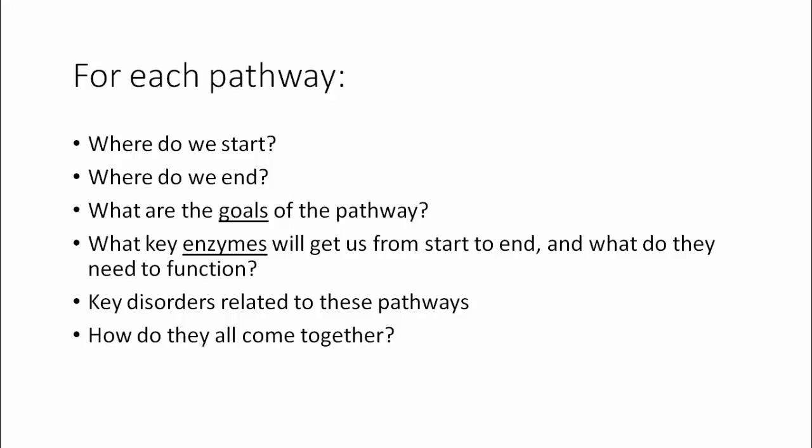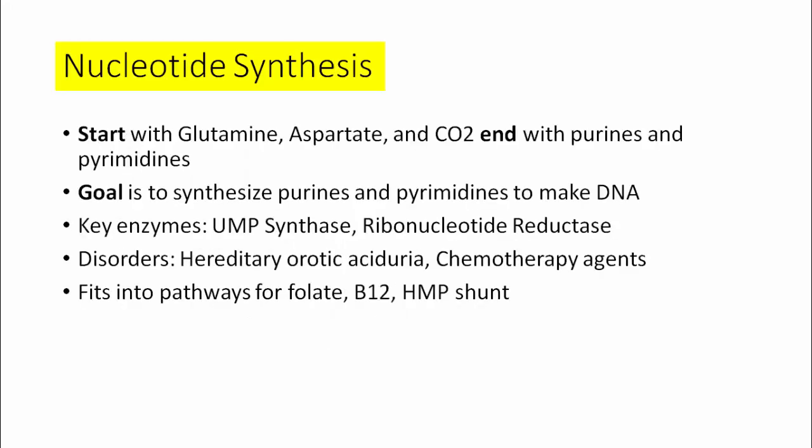And an overarching theme for our pathway series is integration of pathways, and how different pathways fit together to help us reason our way backwards and forwards through different problems. So for today's pathway, we'll be focusing on the process of nucleotide synthesis. This pathway starts with glutamine, aspartate, and CO2, and ends with purines and pyrimidines. As we mentioned earlier, the goal of our pathway is to synthesize purines and pyrimidines for the purpose of making DNA. Key enzymes in this pathway include UMP synthase and ribonucleotide reductase.